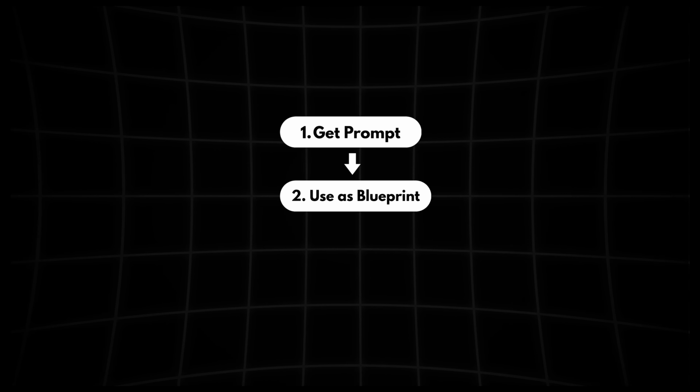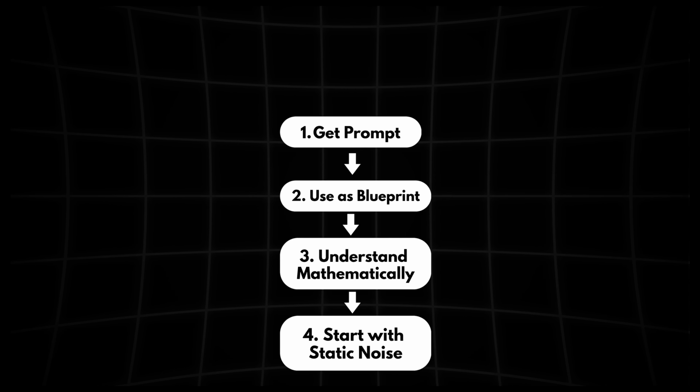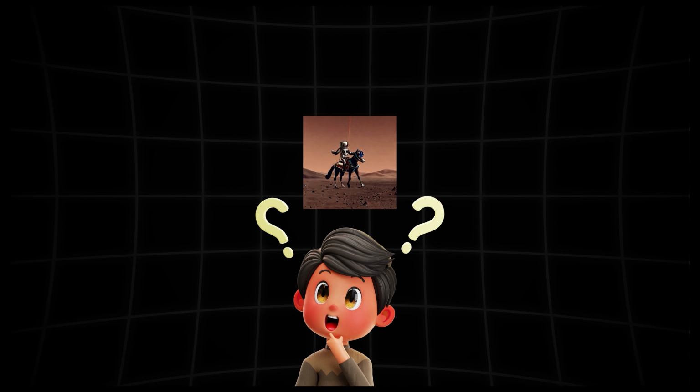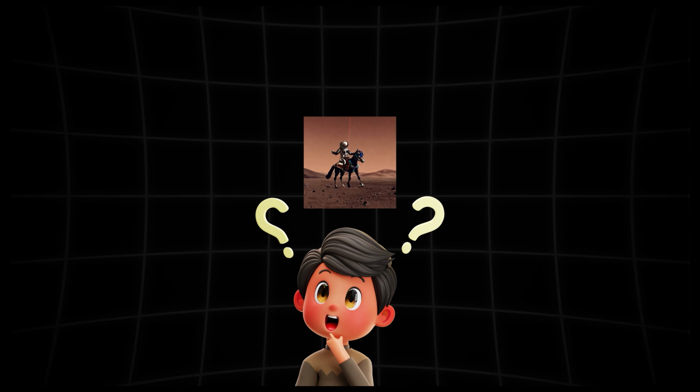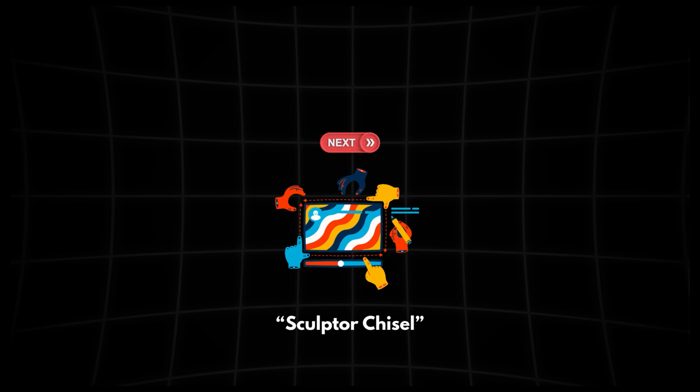The AI artist has your prompt, uses it as a blueprint, understands it mathematically, and starts with a canvas of pure static noise. But how on earth does it even begin to transform that chaos into a masterpiece? That's the secret we will explore in day 2, the sculptor's chisel.